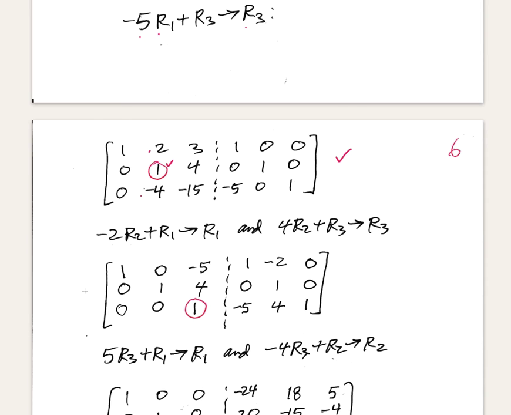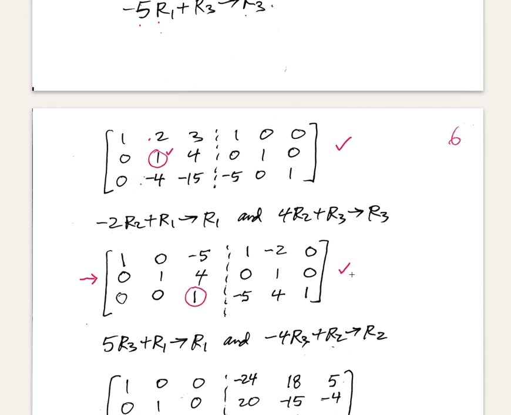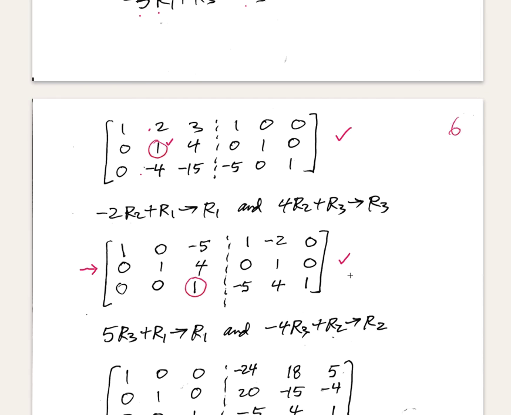So what I did was actually just transcribe the second row, since it's not changing, but it is being used to change the other 2 rows. And I got 1, 0, negative 5, 1, negative 2, 0. And then the second row. And then 0, 0, 1, negative 5, 4, 1, when I completed these operations here. All righty, we're almost there.